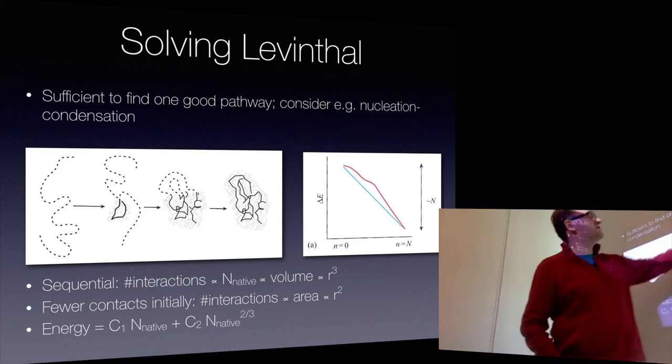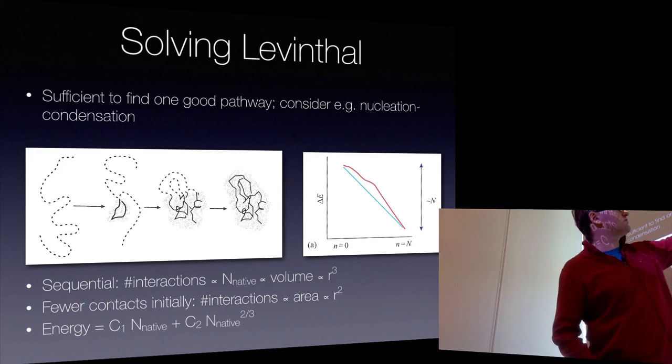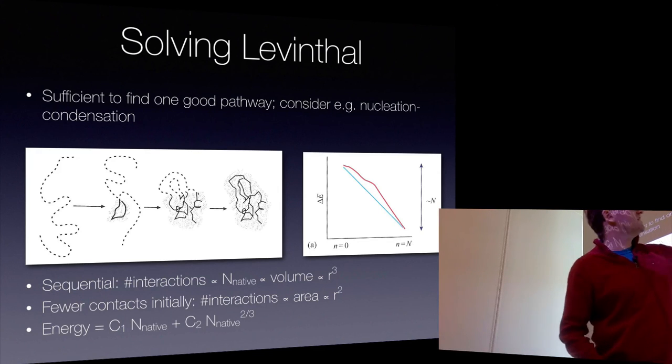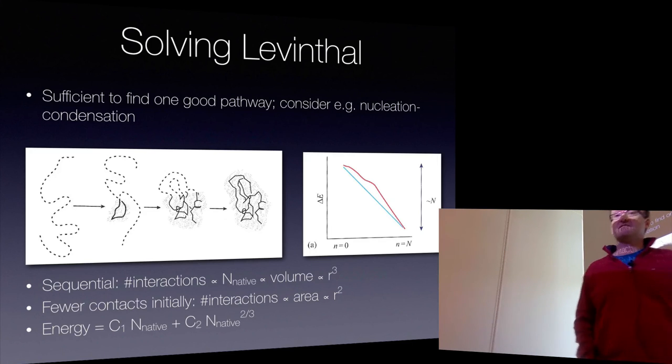So initially, the energy will go down, the blue line. To first approximation, it goes down proportionally. But initially, we're not going to gain that much because we don't really have any interaction partners yet. It's not until you actually start to form a slightly longer nucleus that the energy starts going down a bit.